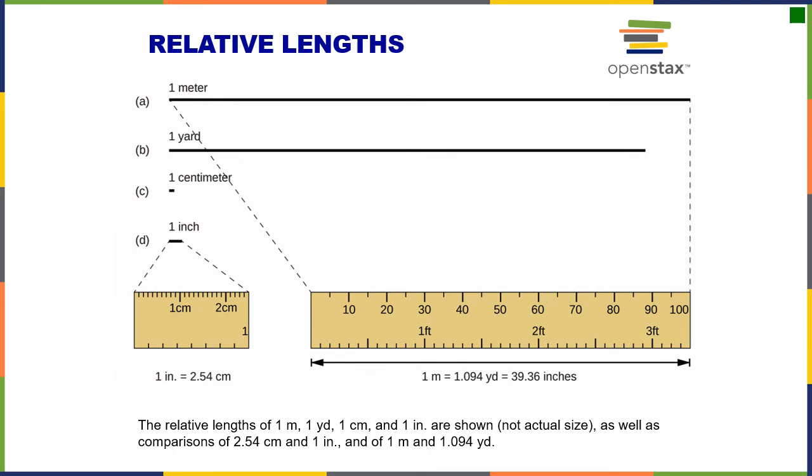Some relative lengths. A meter is about a yard. There are, in fact, 39.36 inches in 1 meter, which is going to be a little bit over a yard. Other things we use is that we can look at centimeters, and we compare centimeters to inches. There are exactly 2.54 centimeters in an inch. I need you to be able to convert inside the metric system, but not in between the English and the metric system. If I need you to do those conversions, I will give them to you on the test.